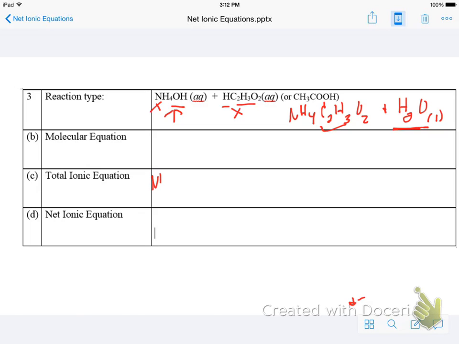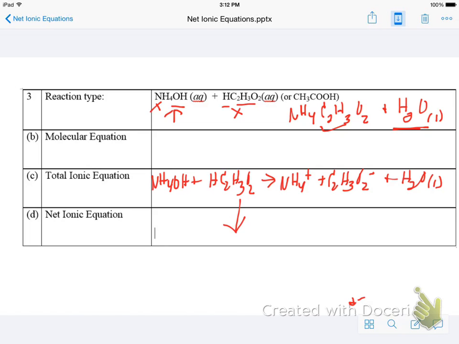Alright, so let's write the net ionic. So I end up with NH4OH plus HC2H3O2. And I'm going to form NH4 plus, C2H3O2 minus, plus water liquid. And I'm going to look for spectators. And as it turns out, I don't have any spectators. So my total ionic equation and my molecular ionic equation in this case are exactly the same.